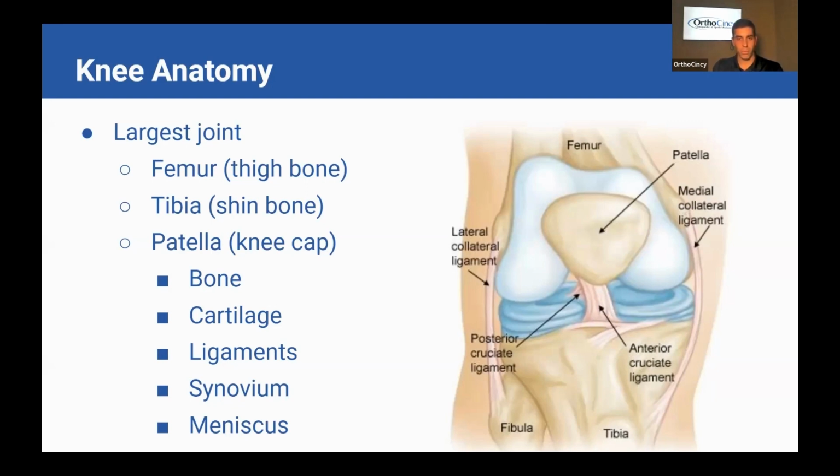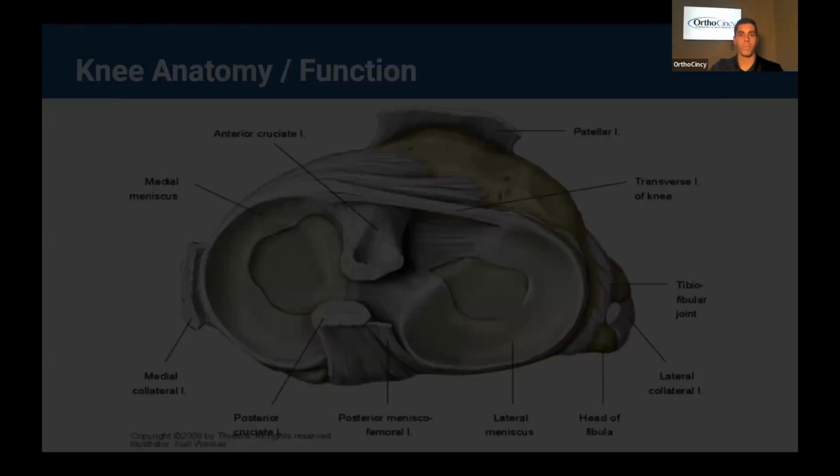There are ligaments, which connect the bones together. And then the synovium is the lining of the joint. So you can think about it as the innermost layer of a joint. And then there's a meniscus, which is the thing we're going to be talking about tonight. Those are the little cushions. There's 2 in each knee, 1 on the inside, 1 on the outside. And those help with stability. We'll talk a little bit more about that in terms of function.